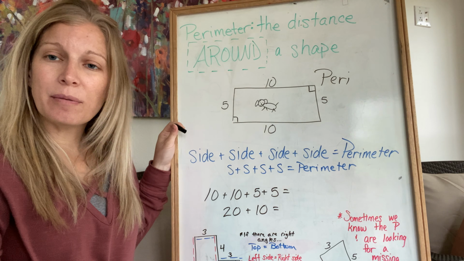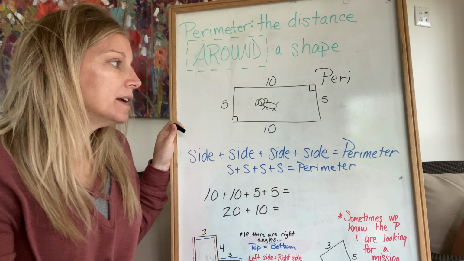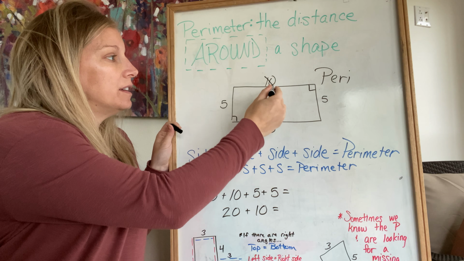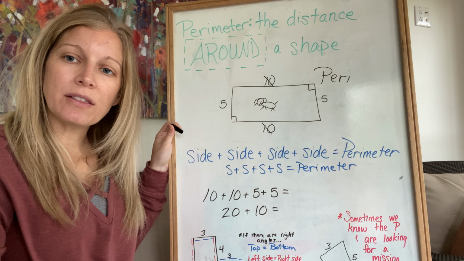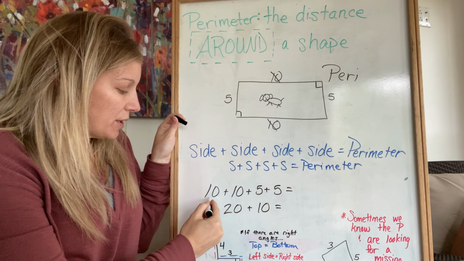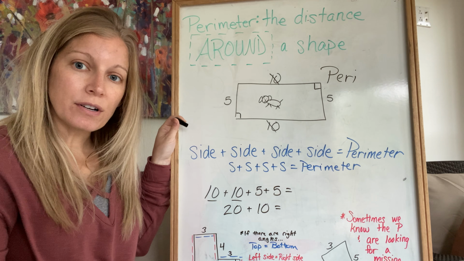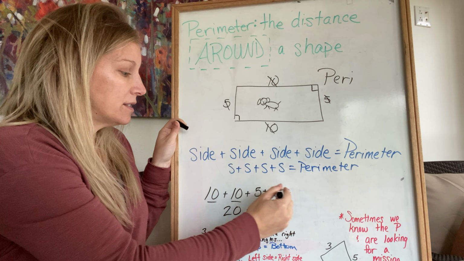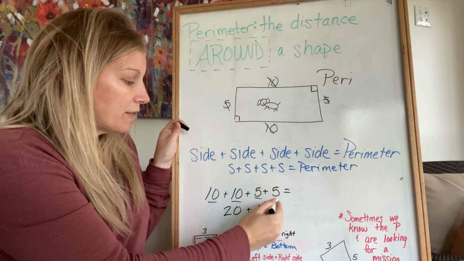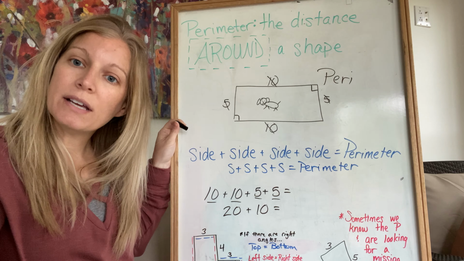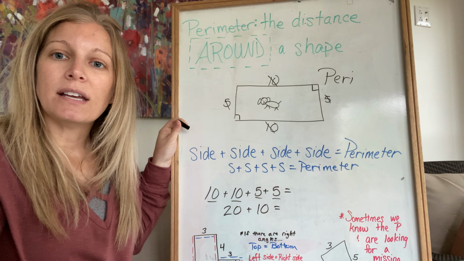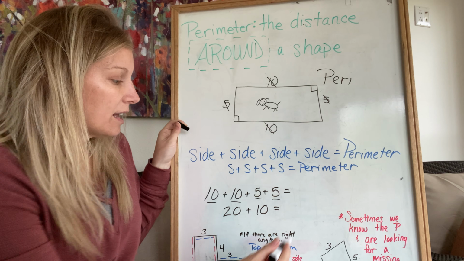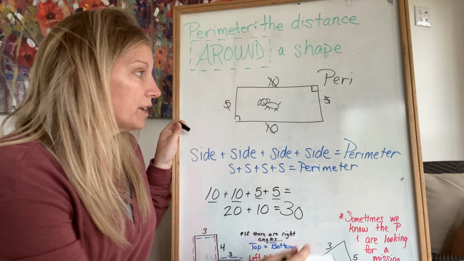Whenever I do perimeter, when I'm adding them up, I like to do the top and bottom together. So that's why I put 10 plus 10 first. And then the 2 sides, 5 plus 5. 10 plus 10 is 20. 5 plus 5 is obviously 10. And we will get the perimeter of 30.